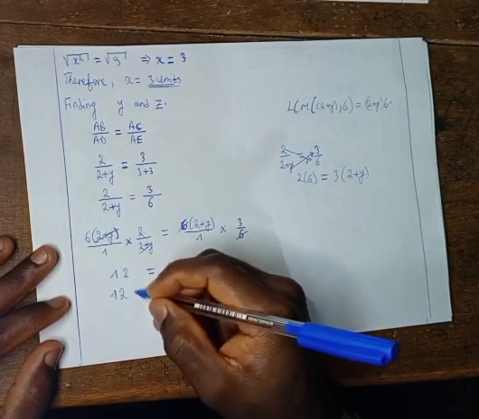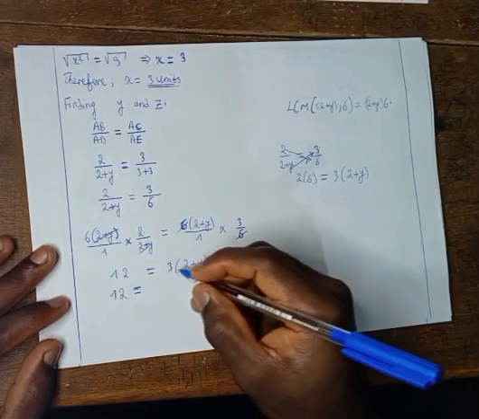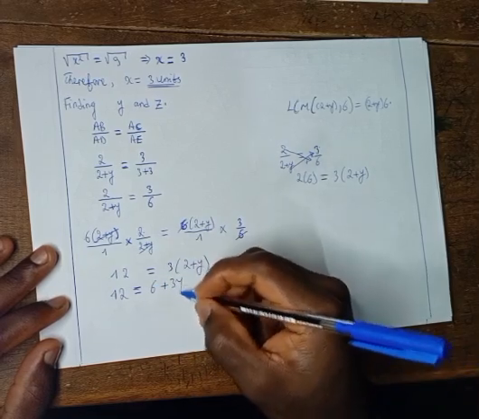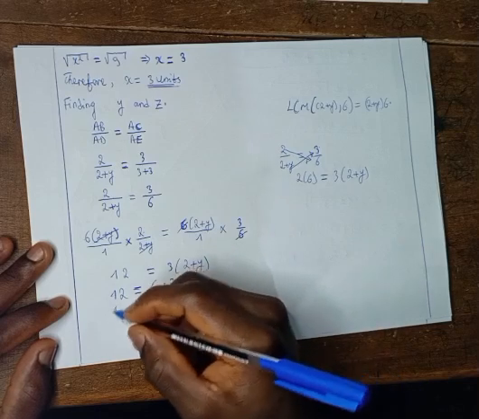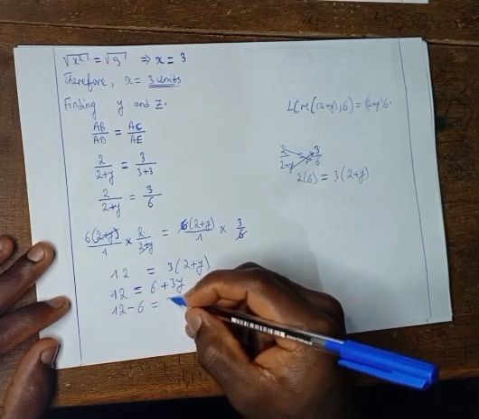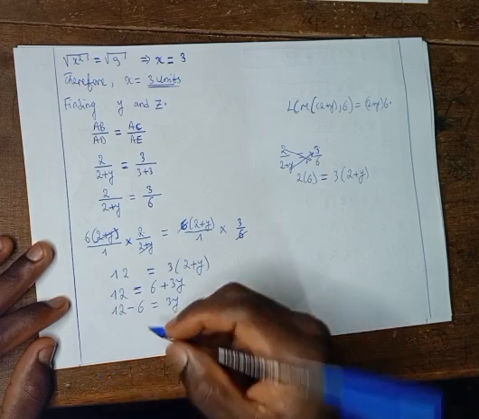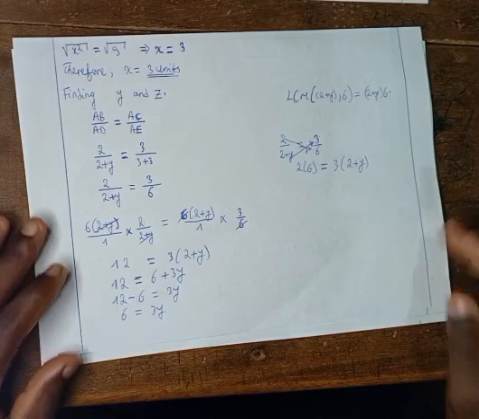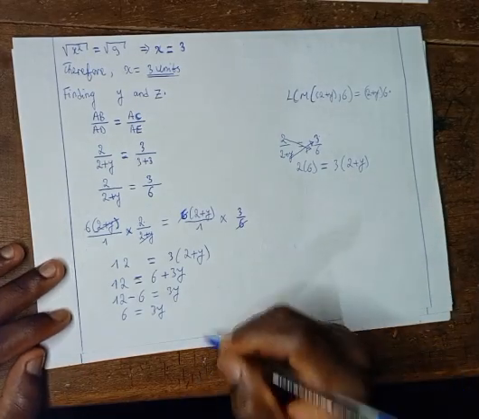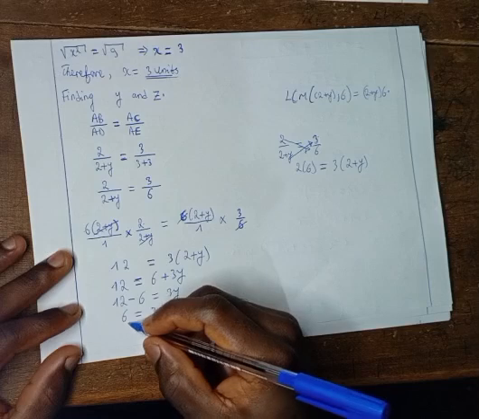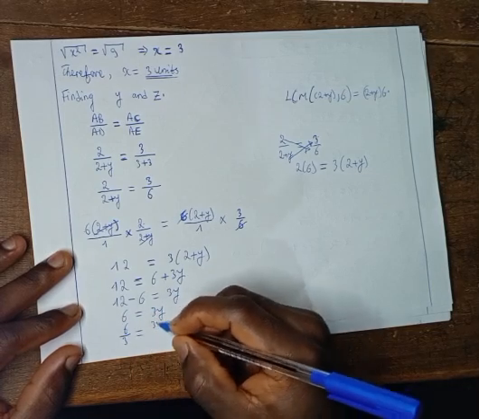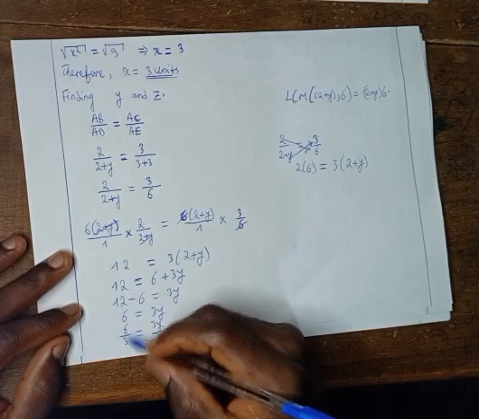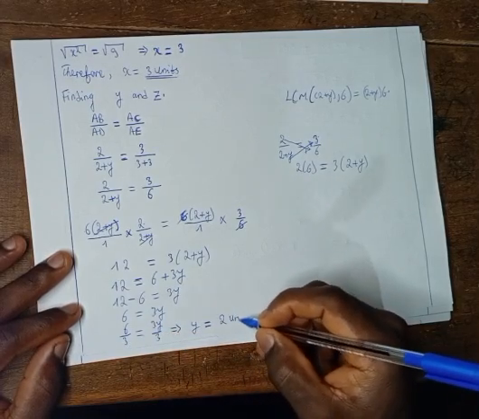So this will give us 12 to be equal to, if we expand the bracket at the right hand side, 3 times 2 gives us 6, plus 3 times Y gives us 3Y. Next, we are going to send 6 to the left hand side, which becomes negative. So this will give us 12 minus 6, which is 6, is equal to 3Y. And this is a linear equation. For us to get Y, we are going to divide all through by the coefficient of Y, which is 3. So 6 divided by 3 is equal to 3Y divided by 3. Then Y will simply be equal to 2. Y will simply be 2 units.